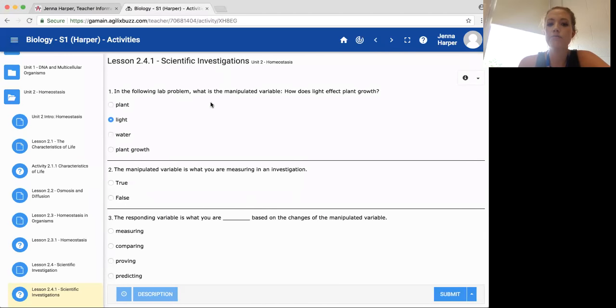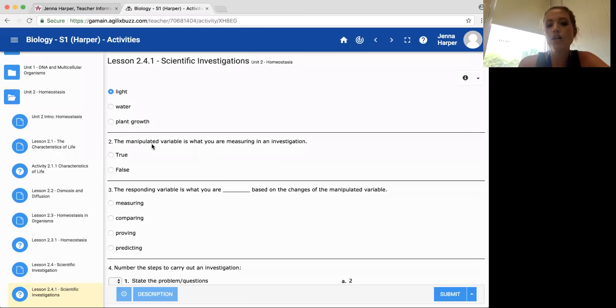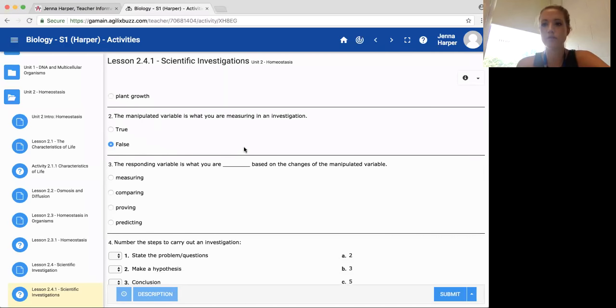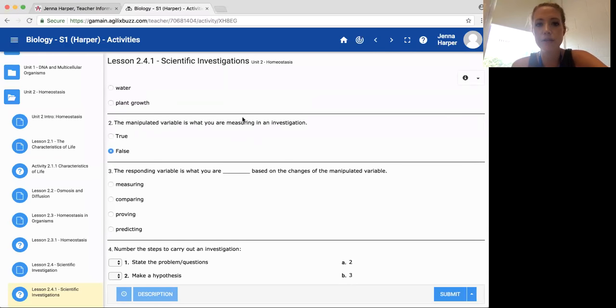Okay, so the manipulated variable is what you are measuring in an investigation. So I said up here on problem number 1 that the manipulated variable is the thing we are changing, but we did not talk about the one that is actually being measured. So this is incorrect. It is false because the responding variable or the dependent variable is what we are going to be actually measuring. And I like to use the word dependent variable rather than responding, because if you think of dependent variable and then you think of it as data, they both start with D, so dependent for data. It's some sort of data. So this would be false. Questions on number 2? Is everybody understanding number 2?